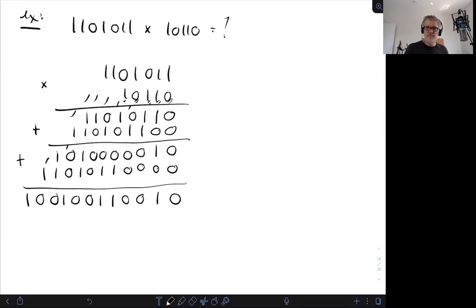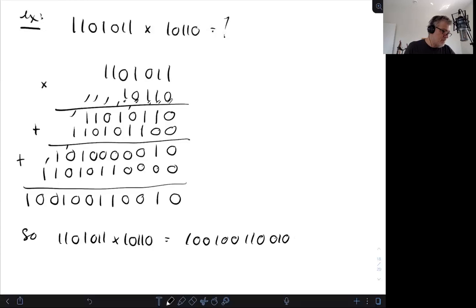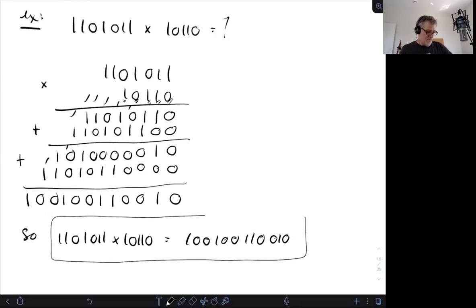So this is it. I've multiplied these two numbers. So 1101011 times 10110 is this whole thing: 100100110010. If I didn't make a mistake, let me check. Looks okay. Of course, you can check with a calculator if you have one, in this particular context. You can check also by converting to decimal if you wish. It's quite long, okay?